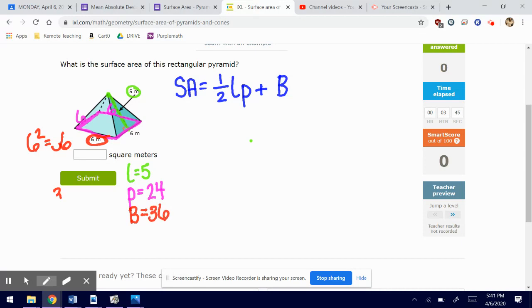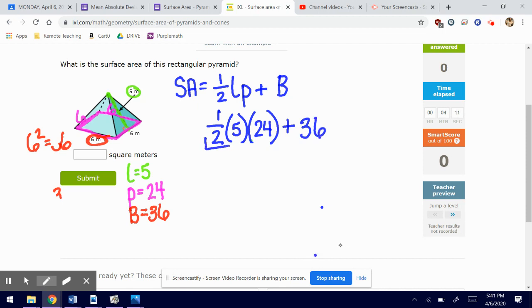Okay, and you just got to use whatever formula fits whatever shape the base is. All right, so now we're going to plug all of this in. So I'm going to bring down my 1/2. My L is 5, so I'm going to substitute 5. My P is 24, so I'm going to substitute 24. Bring down my plus, and my big B is 36.